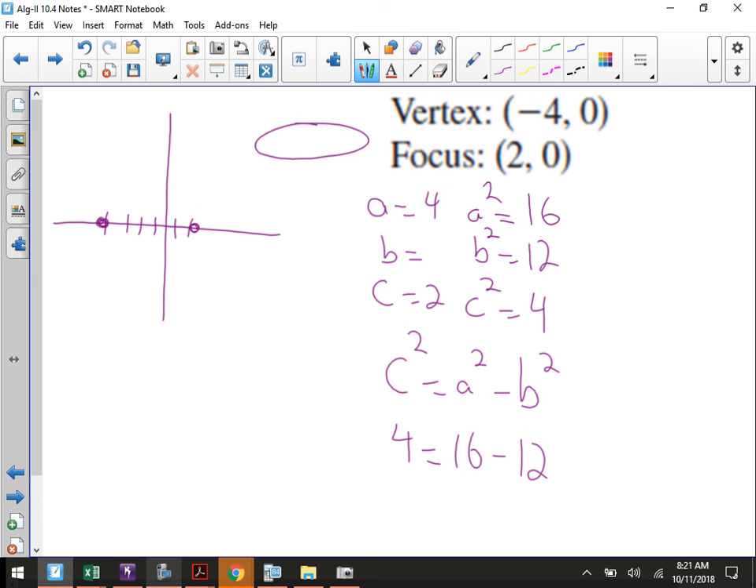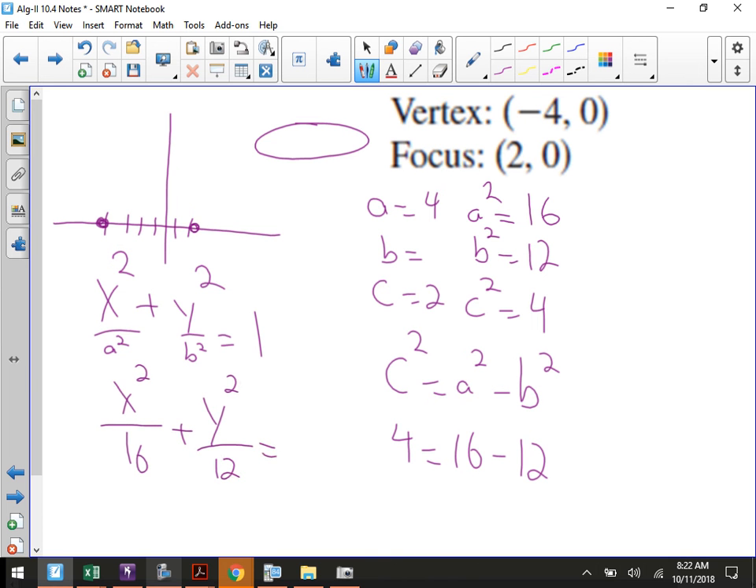No, because all I'm doing here is writing out the formula. So my B squared value is just 12. It's stretched left and right, so I have x squared plus y squared over a squared, b squared, equals 1. So I get x squared over 16, plus y squared over 12, equals 1. Yes, ma'am.